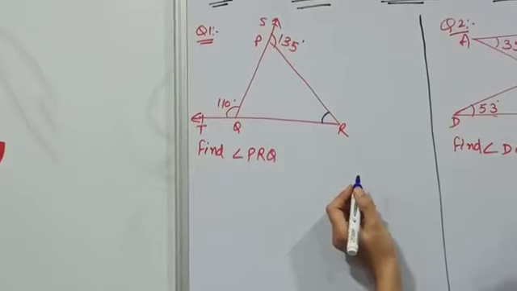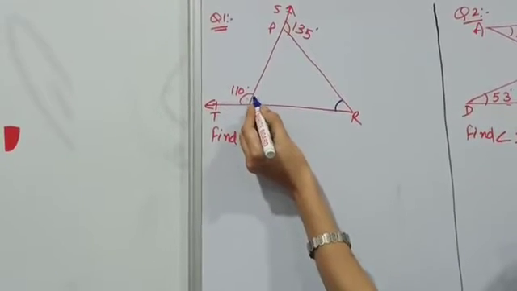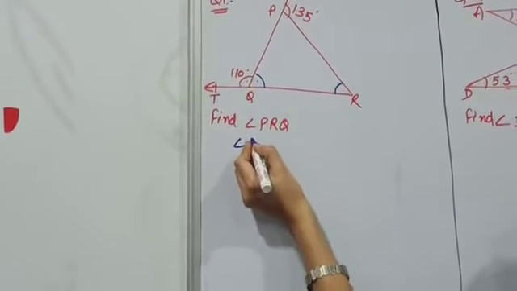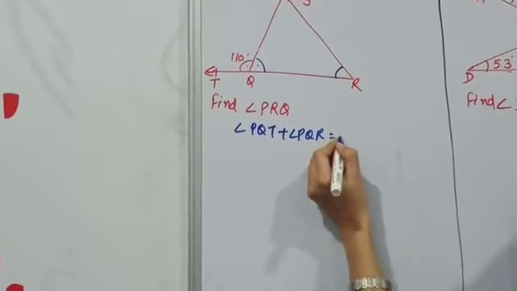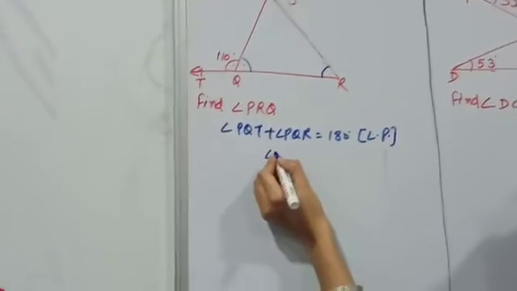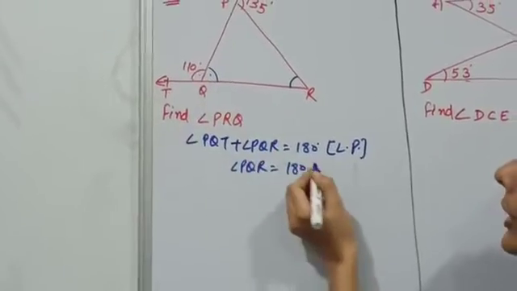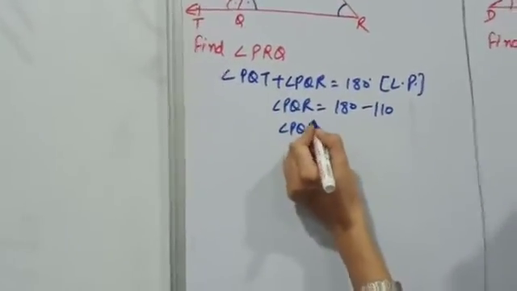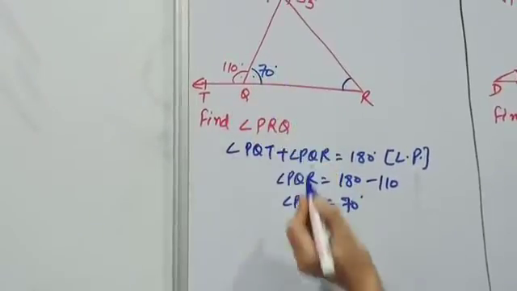We can also use the exterior angle sum property. Here is the adjacent angle, which we can find by the linear pair: angle PQT plus angle PQR is equal to 180 degrees, with the reason being a linear pair. So angle PQR will be 180 minus angle PQT, that is 110, on the other side. So angle PQR we confirmed, that is 70 degrees.